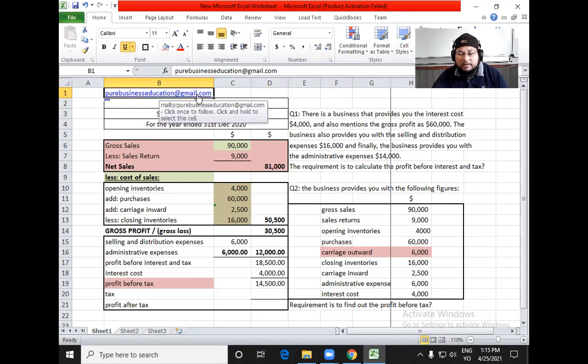This is what we are discussing at the initial level of accounting or financial accounting. And these scenarios are extremely important as far as your examinations are concerned.